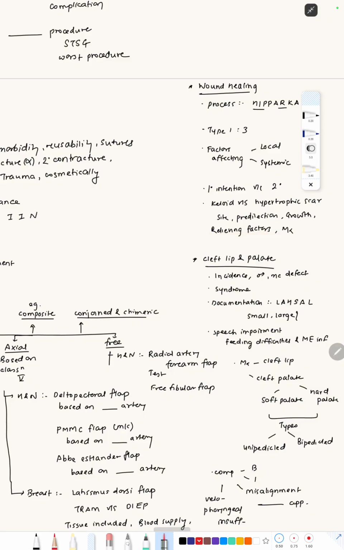Relieving factors: if pressure is applied and with time, the hypertrophic scar regresses. However, keloid does not regress. The management for keloid is intralesional triamcinolone. For hypertrophic scar, it is silicone pads.